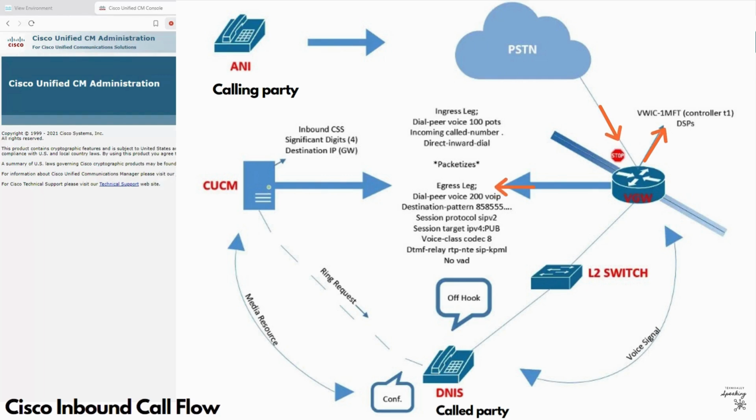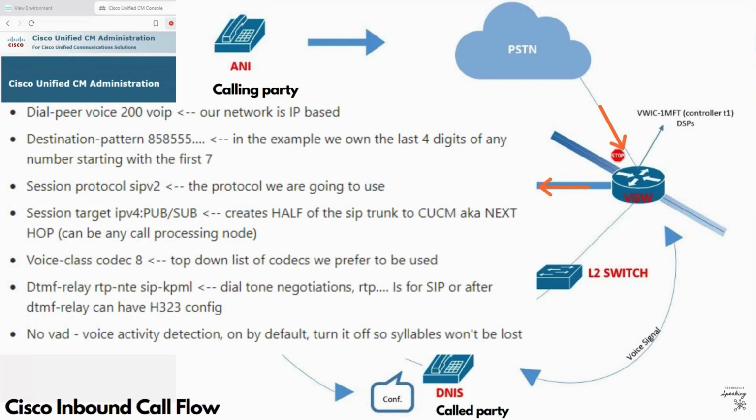So the outbound dial peer is going to provide key details such as dial-peer voice VoIP. And we can name that, again, anything. It could be 200. It can't be 100 because 100 is our POTS, but it could be 200, 300, or 101, however you want your numbering scheme to go. And then VoIP, we know we're using VoIP because our network is IP based.